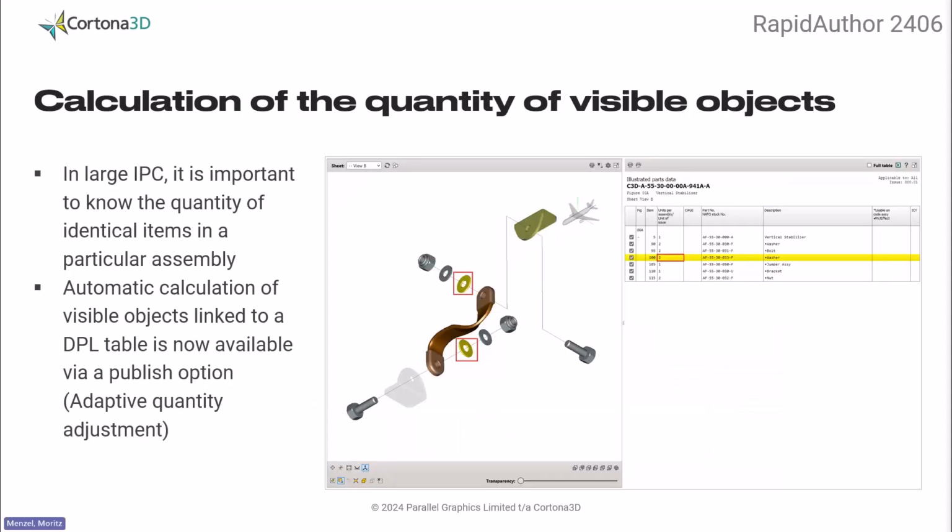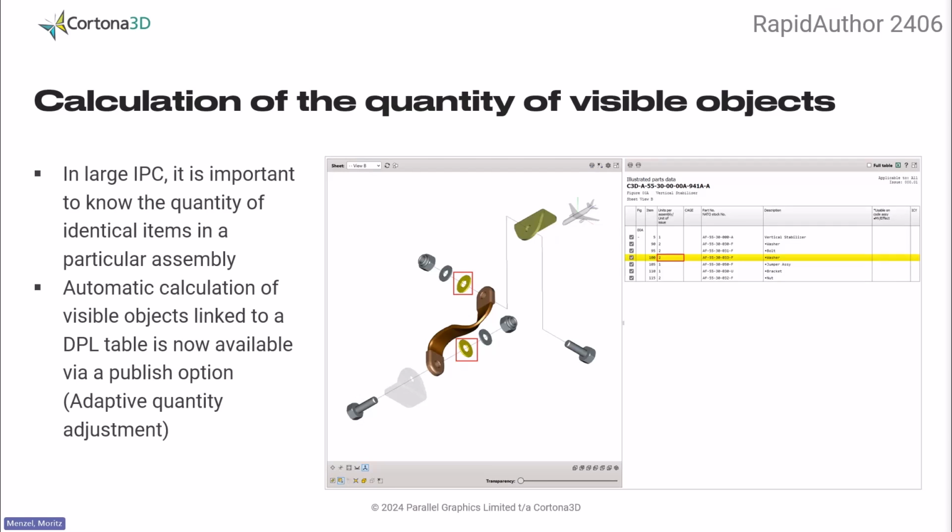Now, when you have a large parts catalog with lots of pages and lots of identical parts used in various assemblies, it is usually important to know how many identical objects are used in a particular assembly or subassembly. To help with this, we have created a new publish option. This will automatically calculate the quantity of visible objects linked to the DPL row of a particular IPC page.